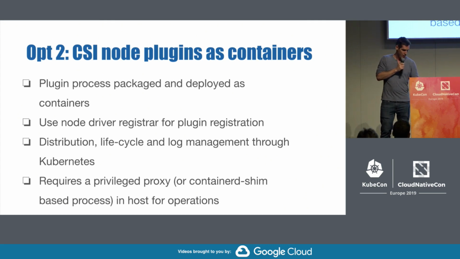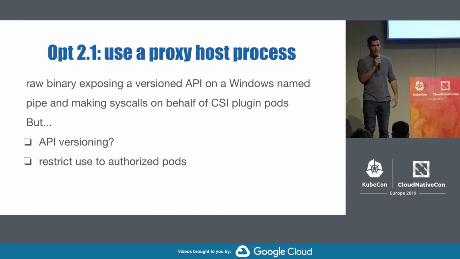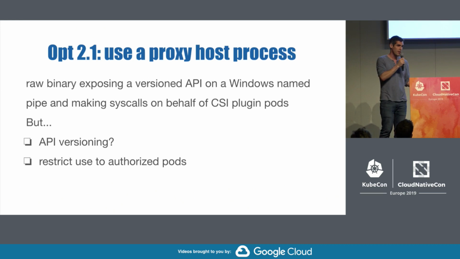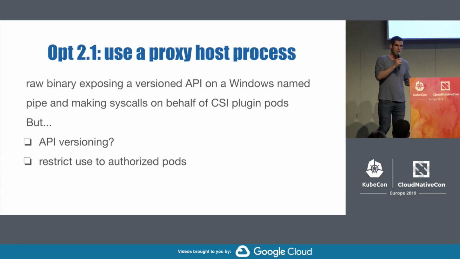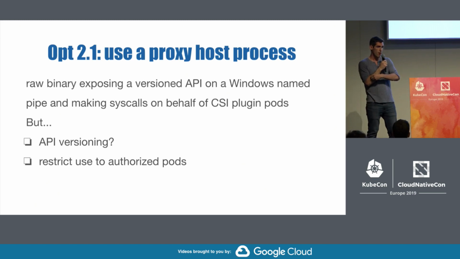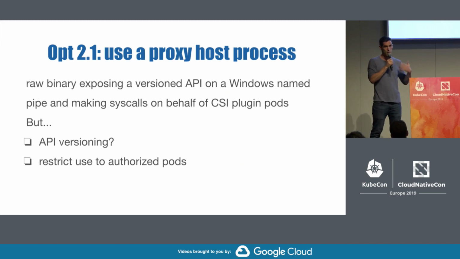Well, there are two ideas for this. The first one is saying, OK, the CSI plugin itself is going to be an unprivileged container, but as part of Kubernetes, we're going to ship a binary that's basically a proxy for syscalls to the host. That would be just a raw binary that runs as root on the worker, and that exposes a Windows named pipe that the CSI pods can connect to and make syscalls through that binary. That comes with a number of problems. The first is that this proxy would have an API that we need to version and maintain backward compatibility across versions, and that sounds painful.